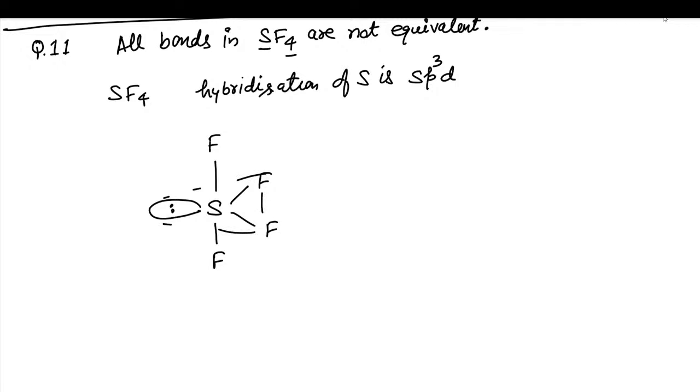It has a seesaw shape. So equatorial bonds are smaller than axial bonds, the axial ones being more repelled. That's why all the bonds are not equivalent. Equatorial bonds are smaller and axial bonds are longer.